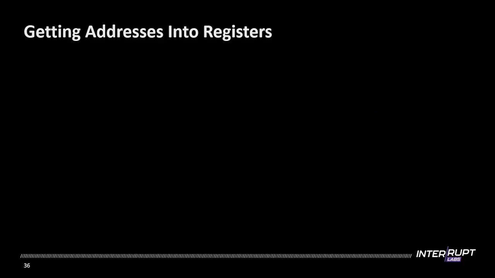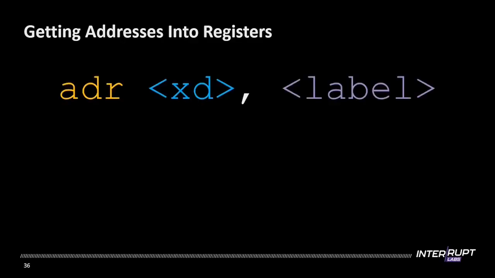One last thing before we move on to the exercises. There are a couple of instructions that are commonly used to get addresses into registers. First, there's ADR, which stands for address relative, and it will load the address at label into Xd. When this is assembled, just like other label instructions, it becomes relative, and disassemblers will show the absolute address.